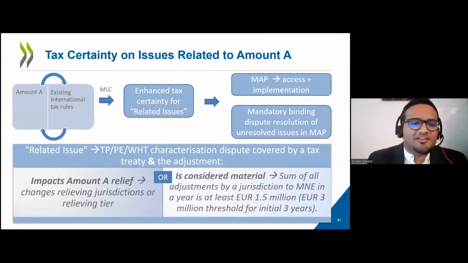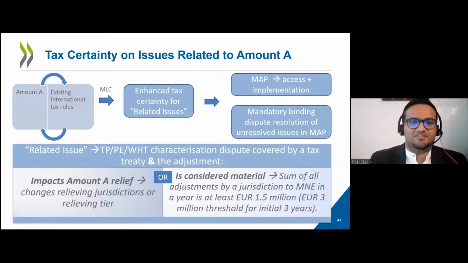So what are these improved processes? These improved processes include the mutual agreement procedure, which we call the MAP, which talks about both access and implementation, which I will go through in detail, and a mandatory binding dispute resolution process for issues that are unresolved in MAP. Now, I mentioned related issues.